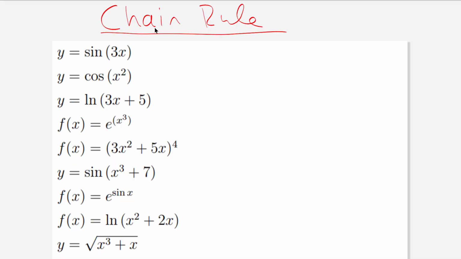Let's take a look at differentiating using the chain rule. The first thing we need to understand is, when do we use the chain rule? The chain rule is used when you have a function inside another function.